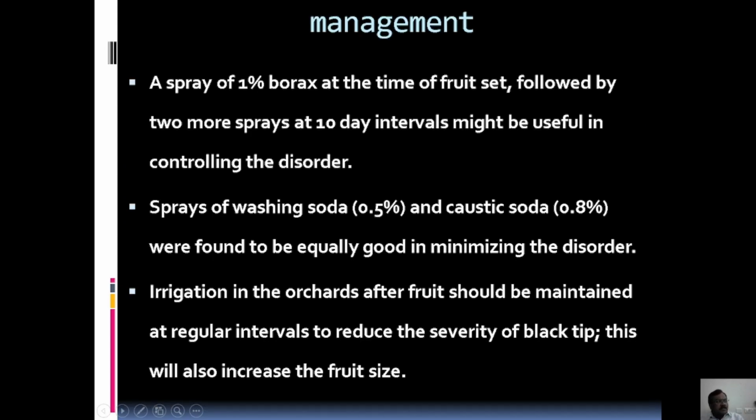To manage this symptom, you can apply 1% boron mixture, because just now we learned that boron deficiency leads to formation of black tip, so you supplement the boron in the form of borax, which will be helpful. And then spraying of washing soda 0.5% and caustic soda 0.8% is also helpful in minimizing the black tip disorder. Irrigation in the orchard should be maintained at proper or regular intervals.